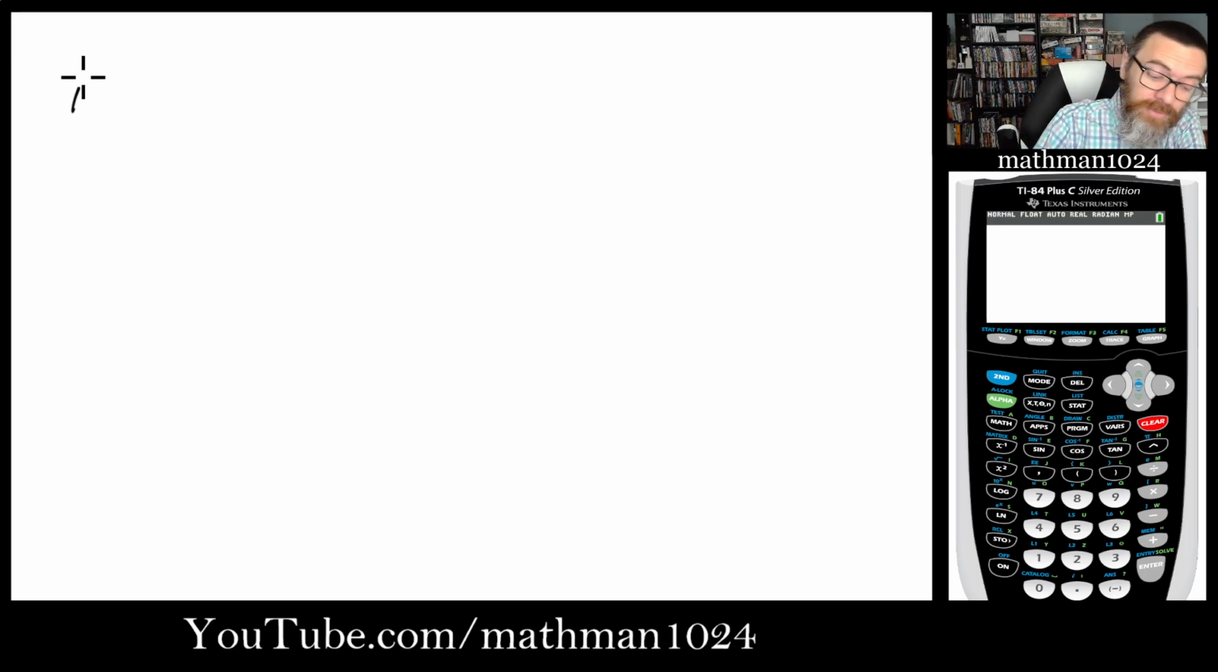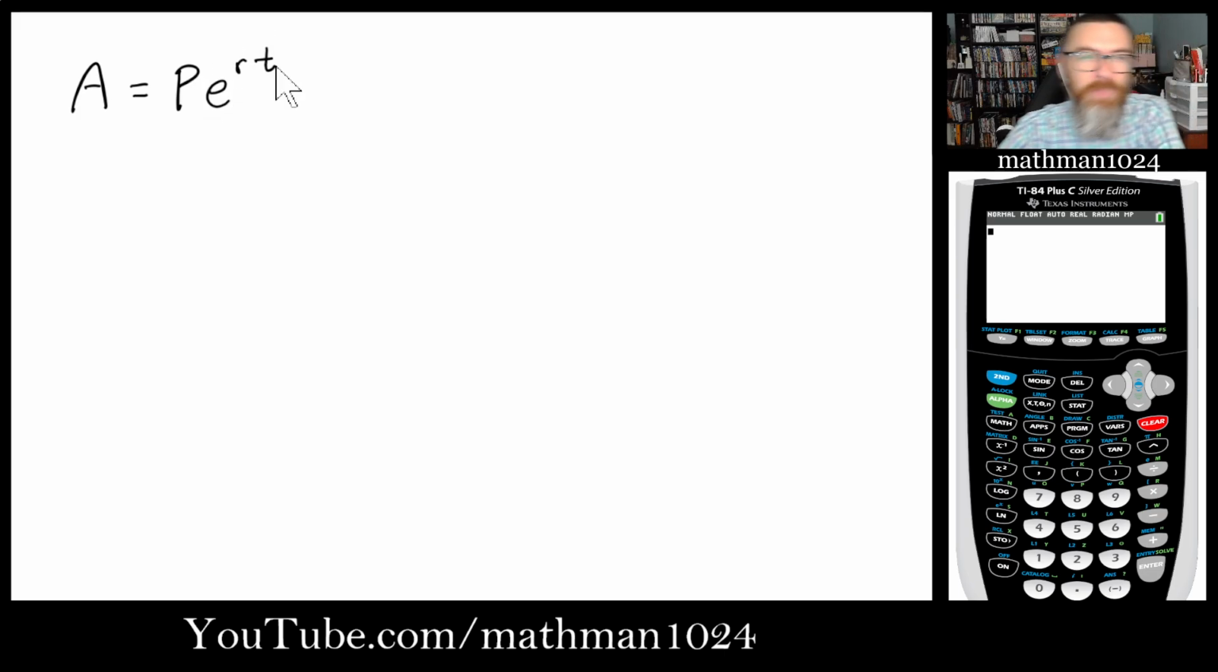It would look like this, that A is equal to P times e to the rt, where the amount that you invest times e raised to the r times t is going to give you the final amount.